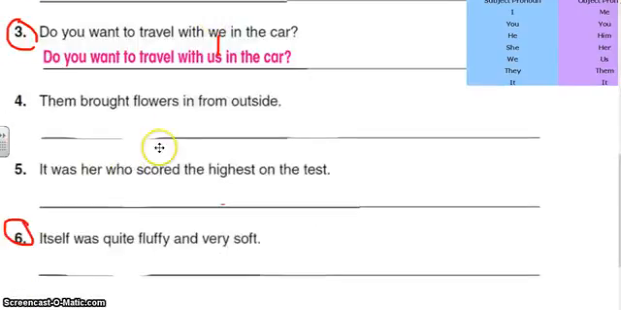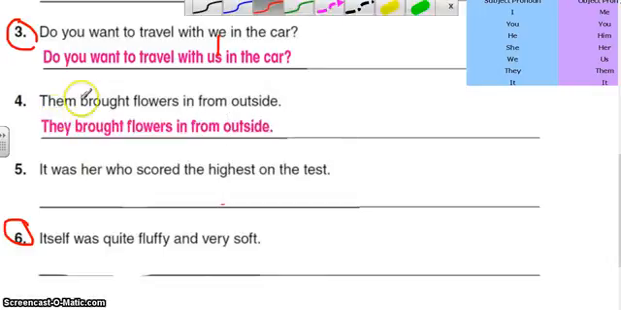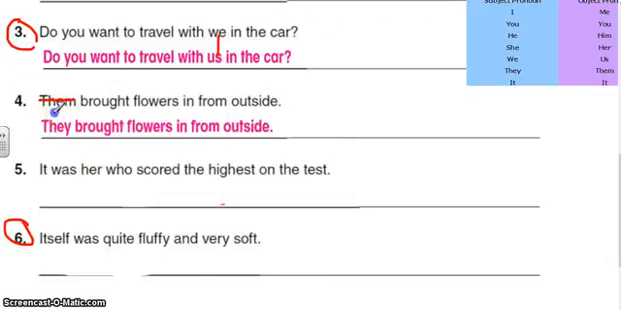All right, this next one, you were just supposed to make corrections. "Them brought flowers in from outside." They brought flowers. So if you just crossed out them and you wrote the word they, that's fine. You didn't need to write the rest of the sentence. Maybe some of you did, but it should have been they. Okay? Them is a pronoun, absolutely, but it's like having subject verb agreement, isn't it?